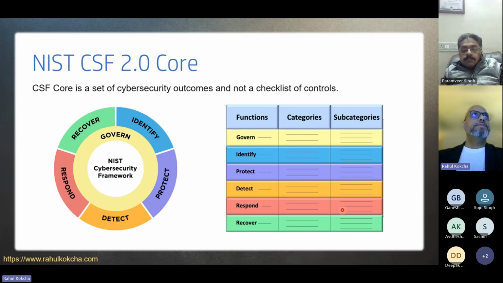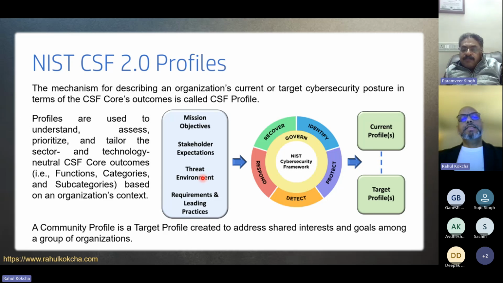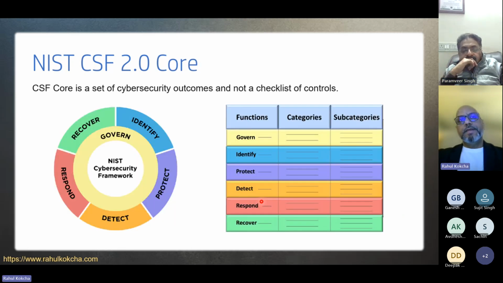Any questions? Yes, sir, go please. Can you say the functions are govern, identify, protect, detect, respond, and recover? Then what are the categories and subcategories?